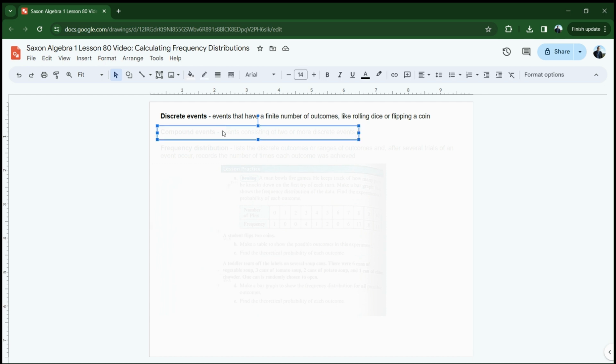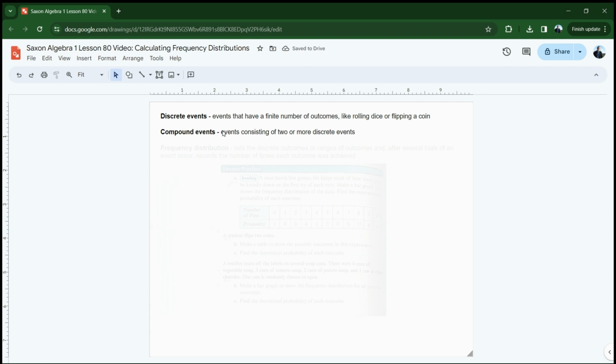We're also going to talk about compound events, because this has come up quite a bit already as we've looked at statistics and probabilities. They're events that consist of two or more discrete events. For example, if I flip a coin twice, that would be a compound event. What am I going to get when I flip a coin two times? And a frequency distribution is a way that we describe the possible outcomes, or the experimental outcomes, when we look at discrete events. They could also be used with continuous events too, but it makes the most sense for discrete events.